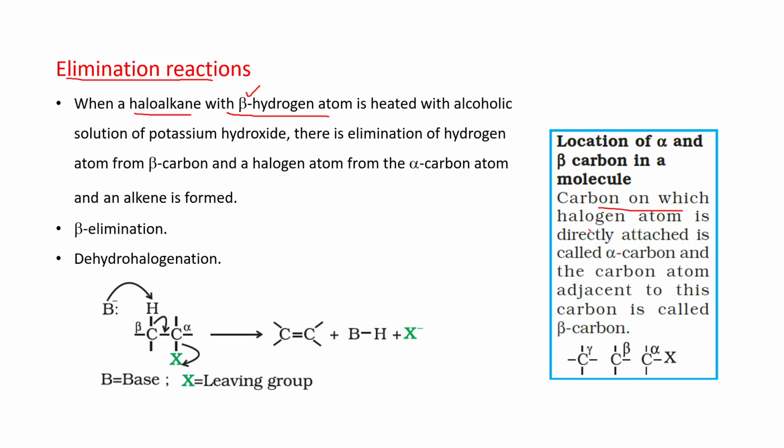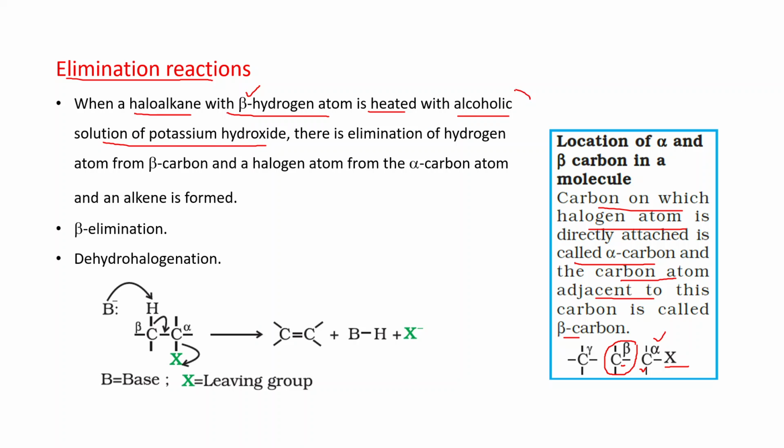Carbon on which halogen atom is directly attached is called alpha carbon, and the carbon atom adjacent to this carbon is called beta carbon. You can see this is the halogen attached with this carbon, this is alpha carbon, and adjacent to this carbon this is a beta carbon, and hydrogen atom attached to this carbon is known as beta hydrogen. Okay. When haloalkane with beta hydrogen atom is heated with alcoholic solution of potassium hydroxide.